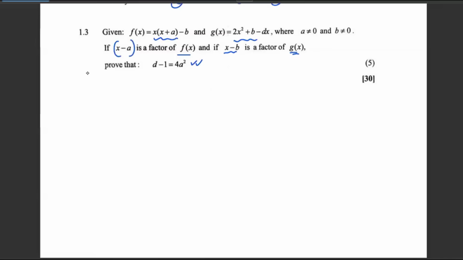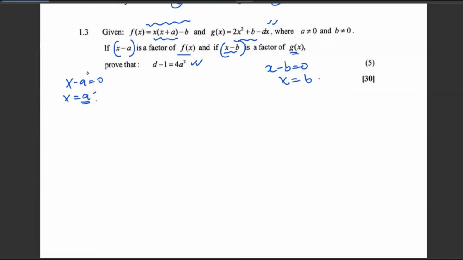What is a factor? A factor is something that is divisible, that element that is divisible into the function. So from these factors, we can obtain the roots, meaning that x minus a equated to 0, meaning that x is a. If we substitute this a in the place of x into this function, the result must be 0. Same thing with x minus b, equated to 0, meaning that x will be b for the g of x. Okay, so let's try that and see.